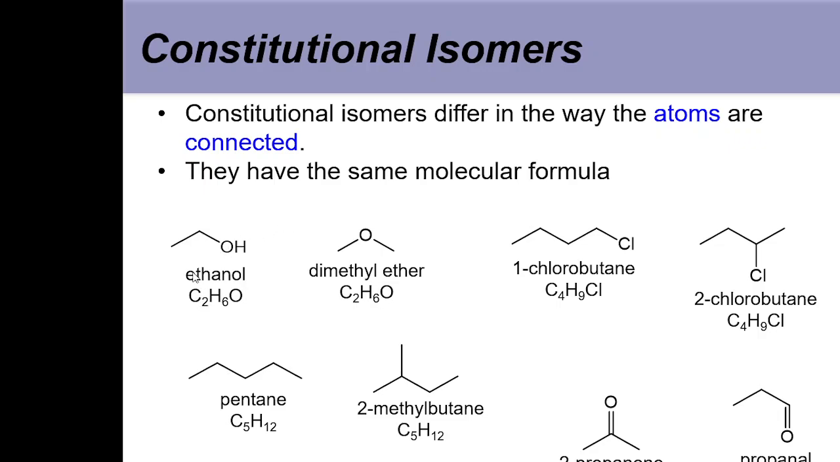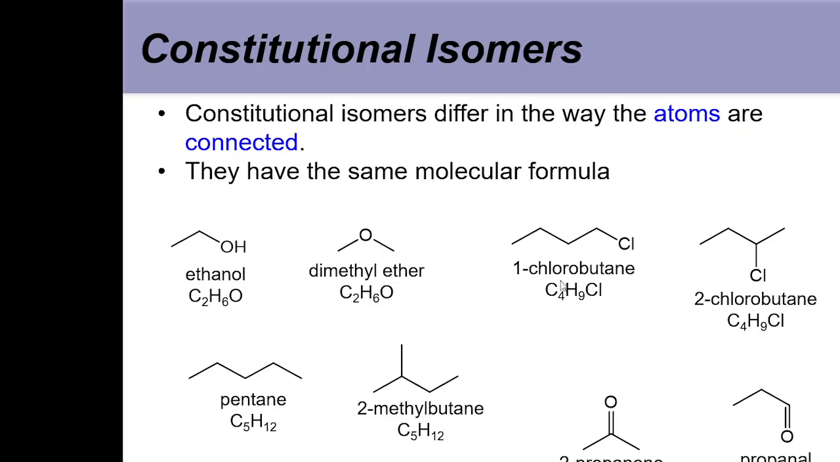But in ethanol, two carbons are bonded directly, followed by a hydroxy group, whereas in dimethyl ether, you have two methyl groups bound to the same oxygen. There's no bonding between the carbons. A similar type of isomers, or constitutional isomers, can be found in literally almost all organic molecules.